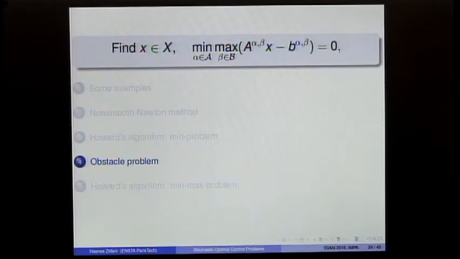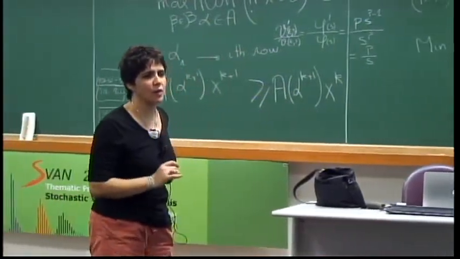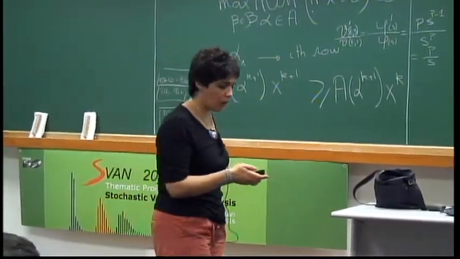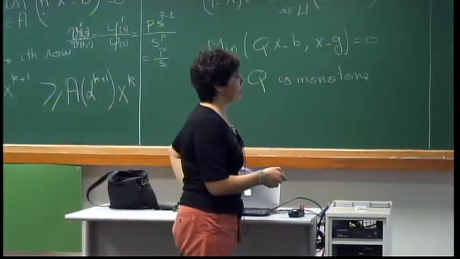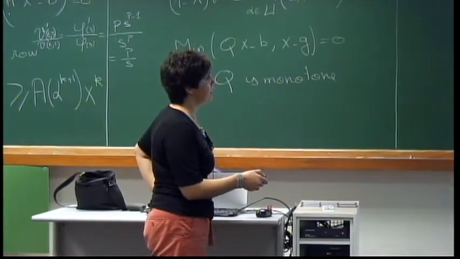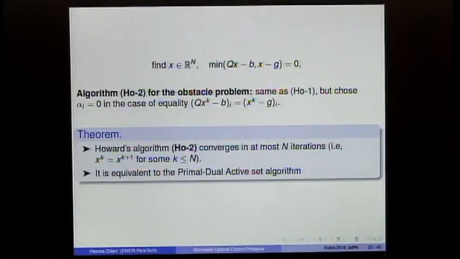So the next part of the talk is a little part about the obstacle problem. There are some specific results that you can get if you are dealing with an obstacle problem. The obstacle problem, I remind you, is this one, and you have just two possibilities, two controls.